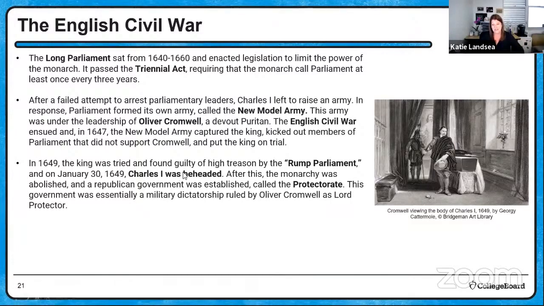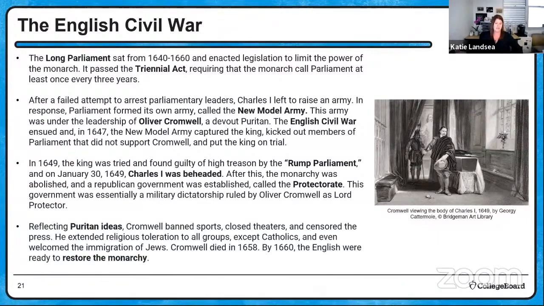And if you have a look at the image on the right, that's a painting of Cromwell viewing the body of Charles I. After his death, the monarchy is abolished, and a Republican government is installed called the Protectorate, with Oliver Cromwell leading this as essentially a military dictator. And he will call himself Lord Protector. So this is a very Puritan regime under Cromwell.